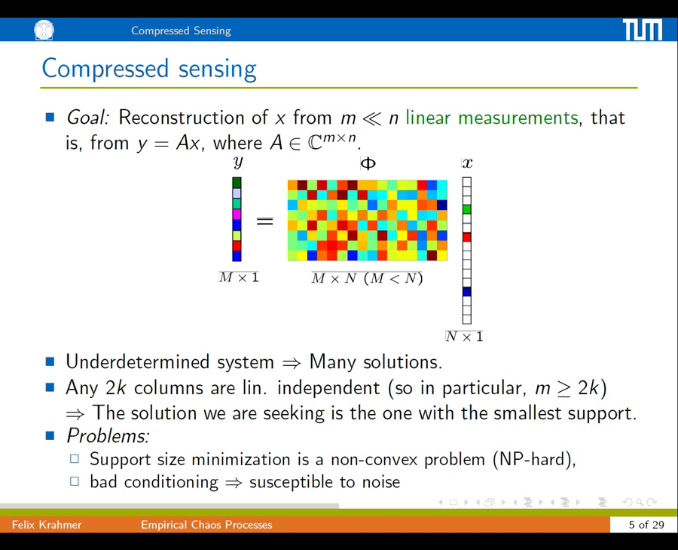The hope is that this outcome y would incorporate some information on our vector x, or would allow us to recover our vector x, even though it shouldn't, because it's an underdetermined system and so it has many, many solutions. But we have this additional information of sparsity. So even though there may be many solutions in total, the hope is that most of them are not sparse, so we can discard them.